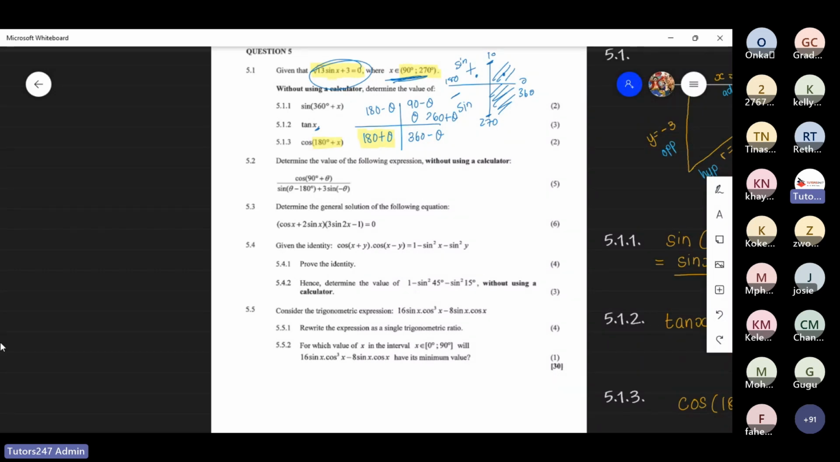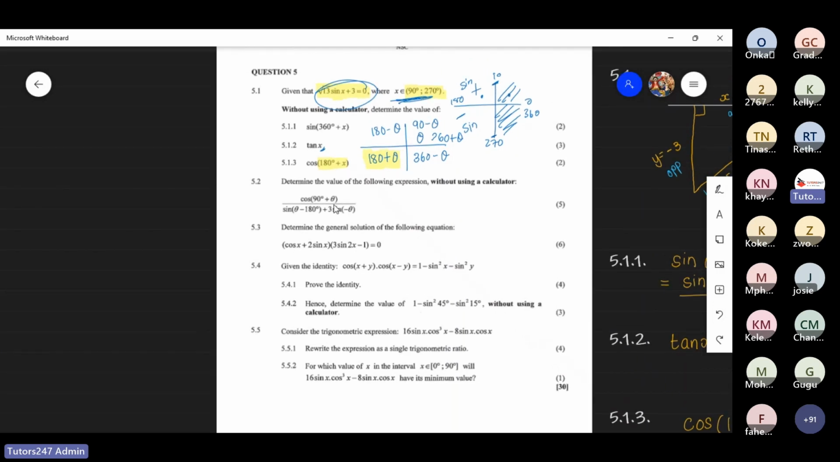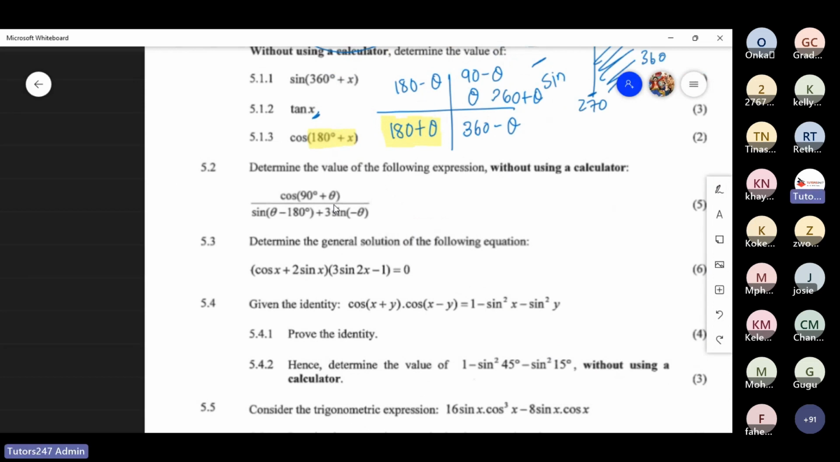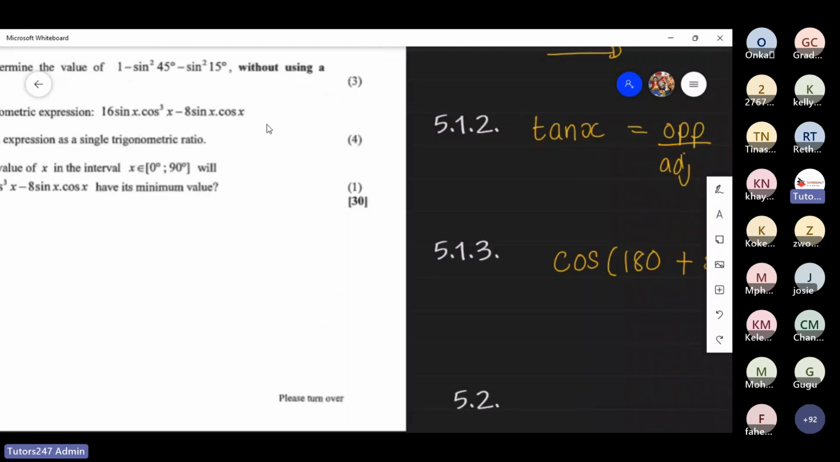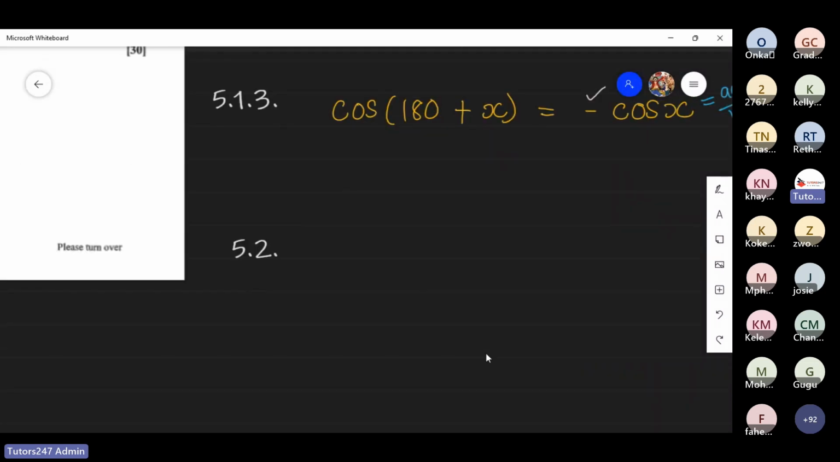So we've got cos of 90 plus theta. First thing that should pop out to you, that 90 plus theta, that is a co-ratio. So that cos is going to end up turning into a sine. Next, we've got sine of theta minus 180. So that theta minus 180, that is a negative angle. So we're going to use our negative CAST diagram for that. Then we've got plus sine of negative theta, and that is also a negative reduction formula. So we're going to have to use our negative CAST diagram. So let's write out our question, try to get our negative CAST diagram, and then simplify that particular expression.